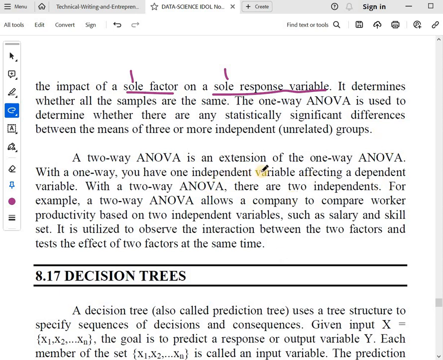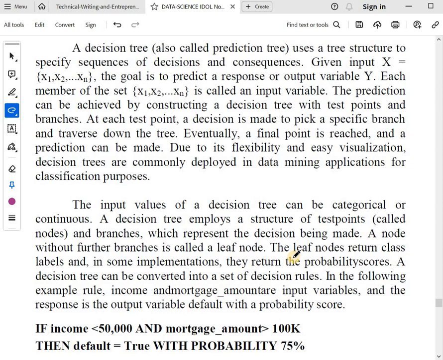Now one way ANOVA में क्या था? One independent variable था and one dependent variable था. In two way ANOVA there are two independent variables. So for example, I want to compare the worker's productivity based on two independent variables. One is the skill of the worker and second one is the salary that the worker is taking. Okay, so two way ANOVA कब use करोगे? जब आपको interaction observe करना है between two factors and how those two factors are affecting your result at the same time, तब आप two way ANOVA use करोगे. Any doubt till now?